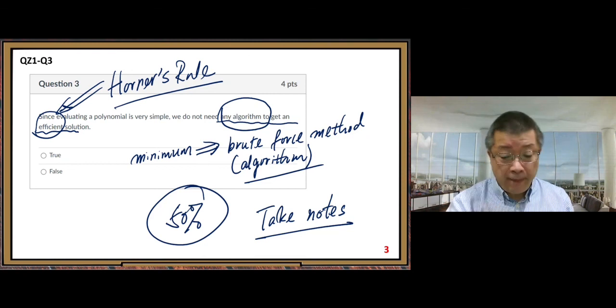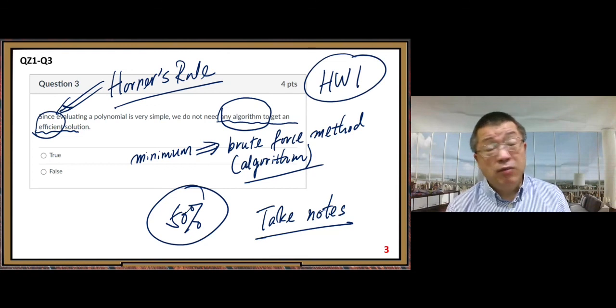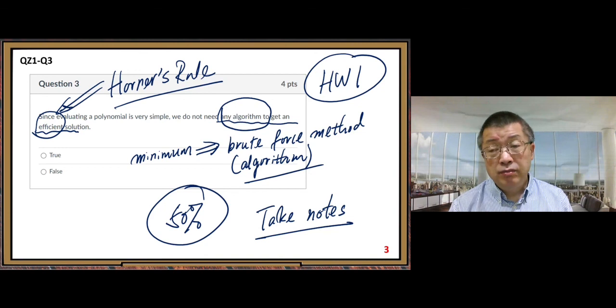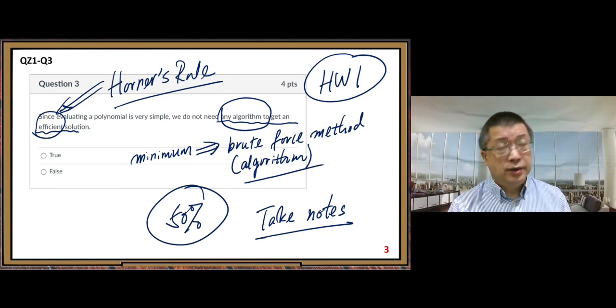Look at homework 1. I will talk about homework 1 later sometime. Some questions are very tricky. So I can give you some hints, but still very tricky, very challenging. All right, so let me finish part 1 of quiz 1 first.